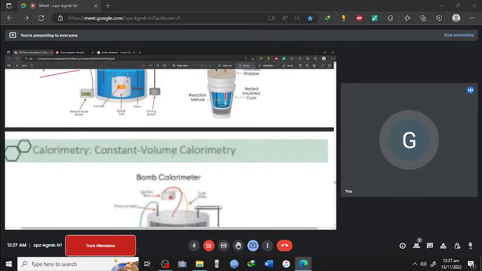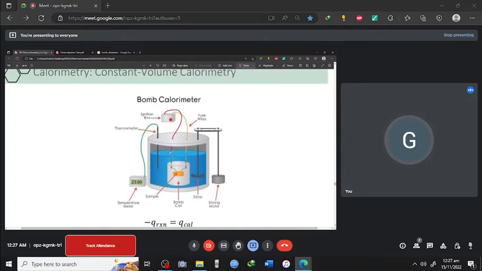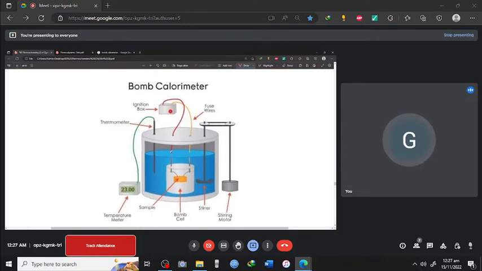So, let's start with the bomb calorimeter. Okay, so zoom in natin yung bomb calorimeter para you can actually look at the labels here. So, again, itong bomb calorimeter, this is your constant volume calorimetry. Okay? So, discuss natin kung ano yung nangyayari dito sa bomb calorimeter, no? So, as you can see, meron tayo nung calorimeter mismo natin dito. Yung walls ng calorimeter natin dito is adiabatic, o yung container natin dito is adiabatic.